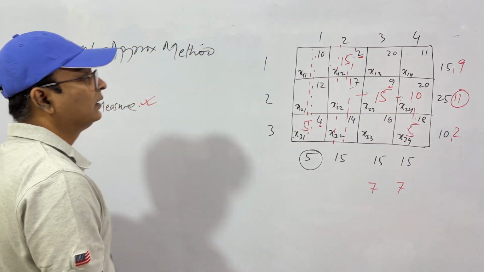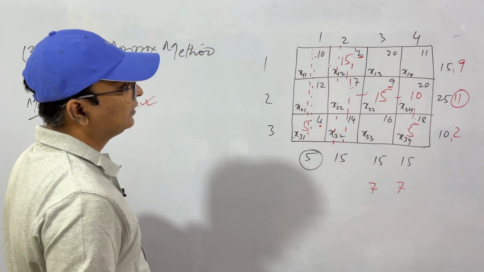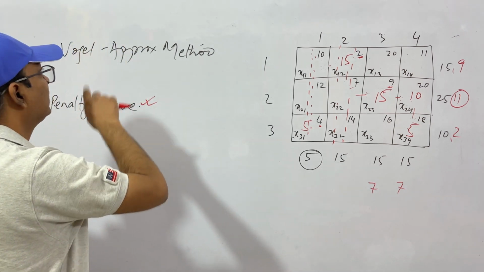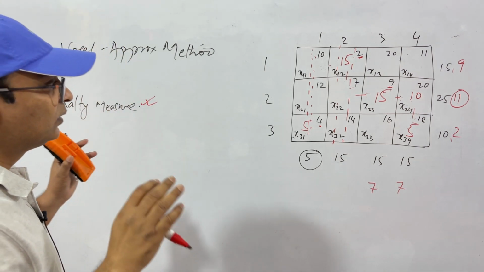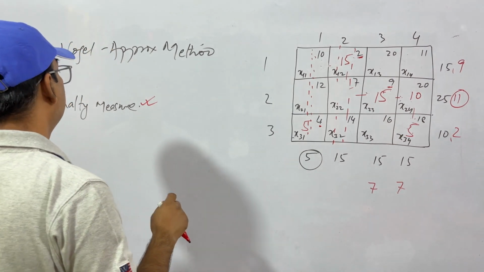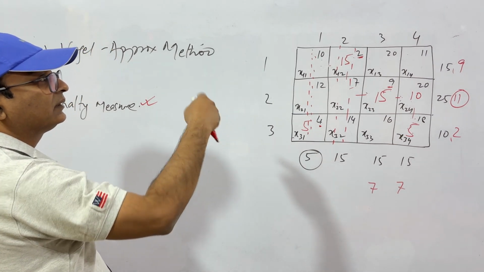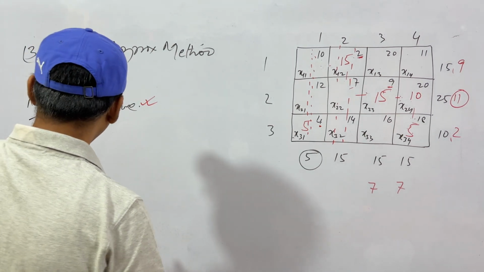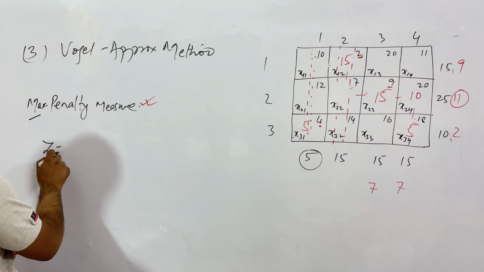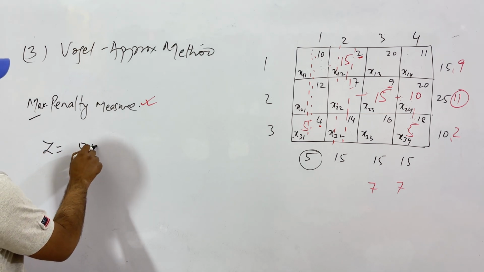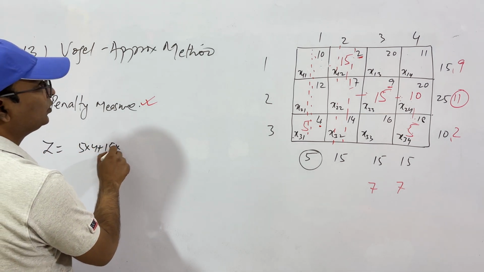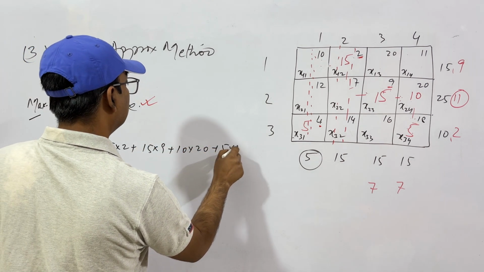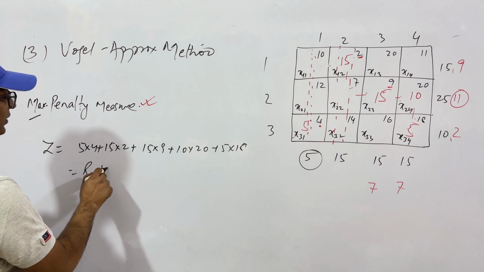So this is our allocation, we have given the number of volumes to each variable, x11, x12, and so on, using the Vogel approximation method. Coincidentally, what we have got is the same as what we got in the least cost method. Many times you will see that they coincide. So again, the cost will be 5 cross 4 plus 15 cross 2 plus 15 cross 9 plus 10 cross 20 plus 5 cross 18. It's the same, so the cost will be rupees 475.